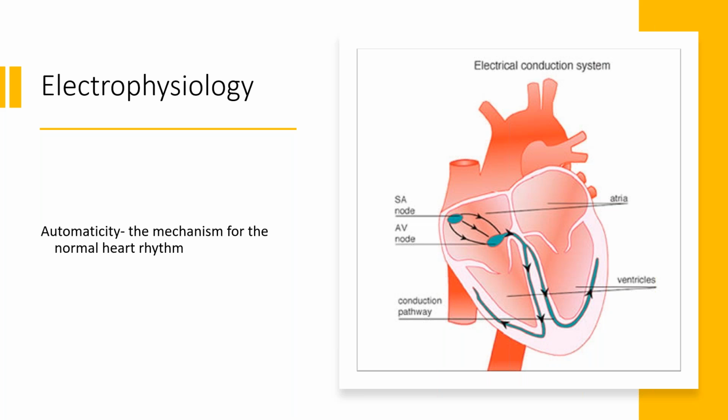Electrophysiology. So the electrophysiology is the part that makes the heart work. It's the electrical part, electrical impulses that cause those muscles to contract in the heart and pump the blood. So this is called automaticity. It's a mechanism for normal heart rhythm. And you can see on the right-hand side, we have the electrical conduction system. We have the SA node, AV node, atria and ventricles. And we can kind of see a conduction pathway there, which we'll talk more about on the next few slides.